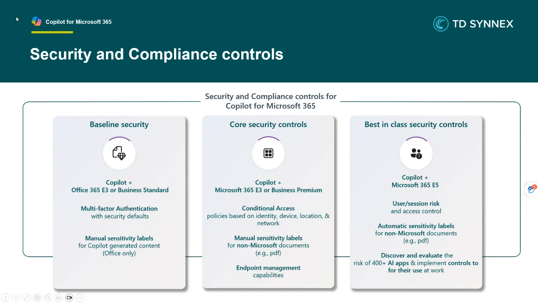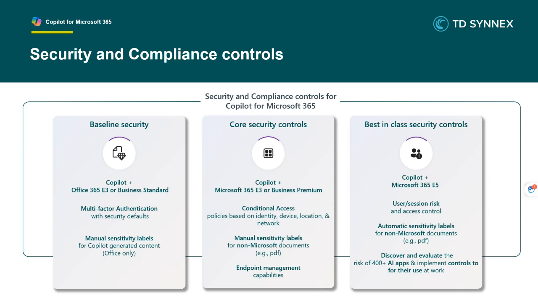Also, Copilot, a little bit about security and compliance controls. As you know, we need to have some baseline licenses, and on the lowest part, the Office 365 E3 and Business Standard. The limitation is that MFA, multi-factor authentication, will only come with the security defaults. So it's not policy-based MFA on that one. Also, if you want sensitivity labels, they are only available for Office in this case.